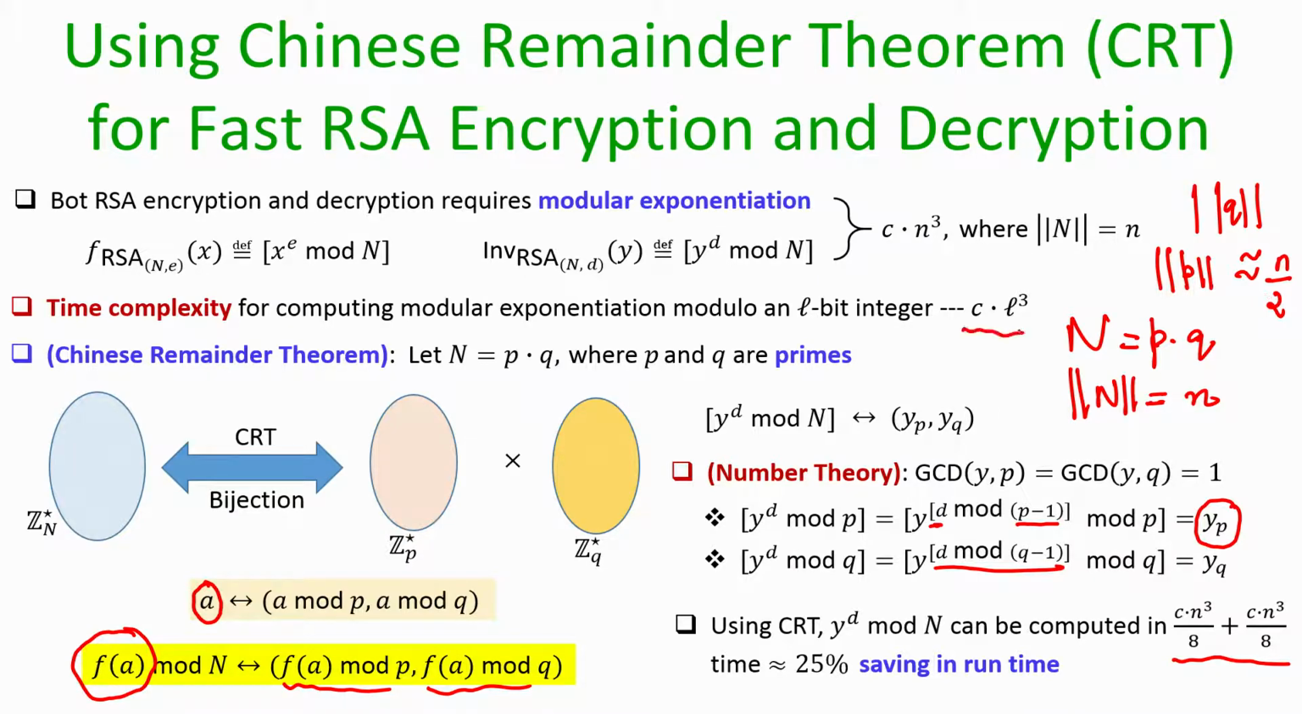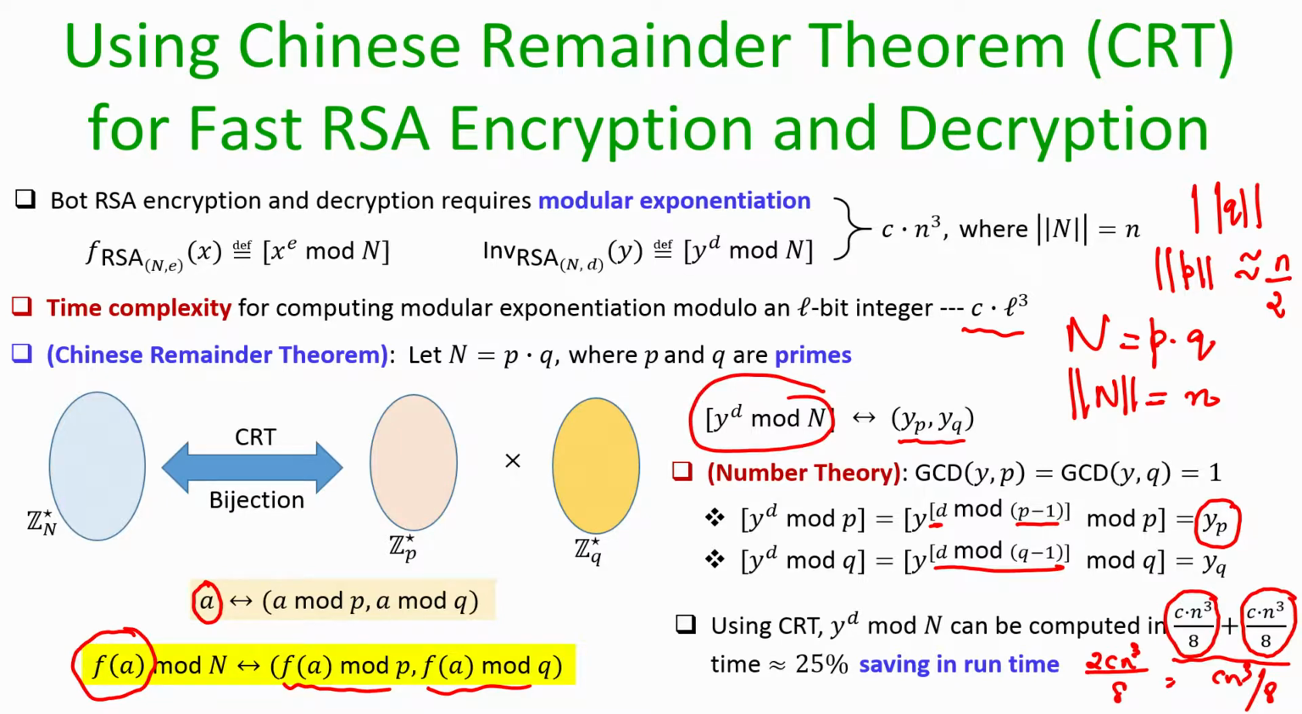By using the best known algorithm, that will require computations of order c times n cube by 8. Similarly, to compute y sub q, I need to perform computation of order c n cube over 8. If I sum these two, the total computation needed to compute y sub p and y sub q will be 2 times c n cube over 8, which is basically c times n cube over 4, and this is a 25% saving compared to the naive way of calculating y to the power d modulo n directly.